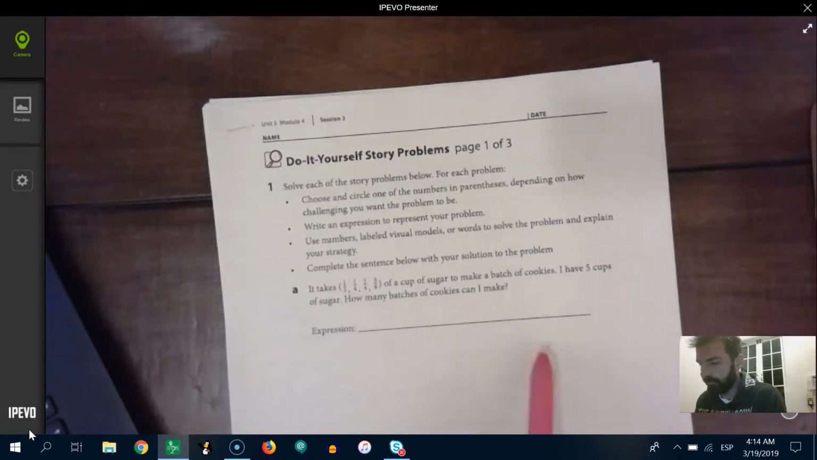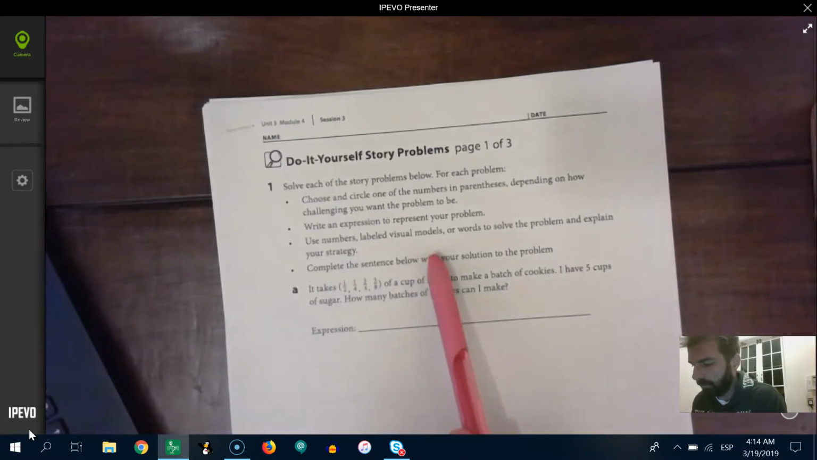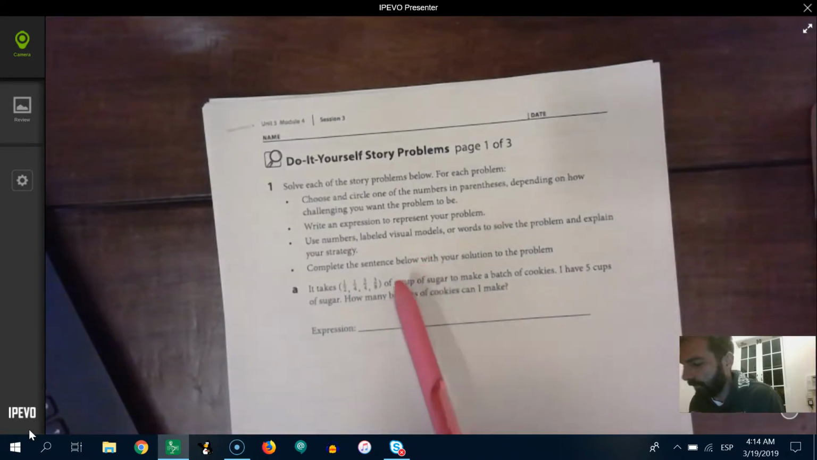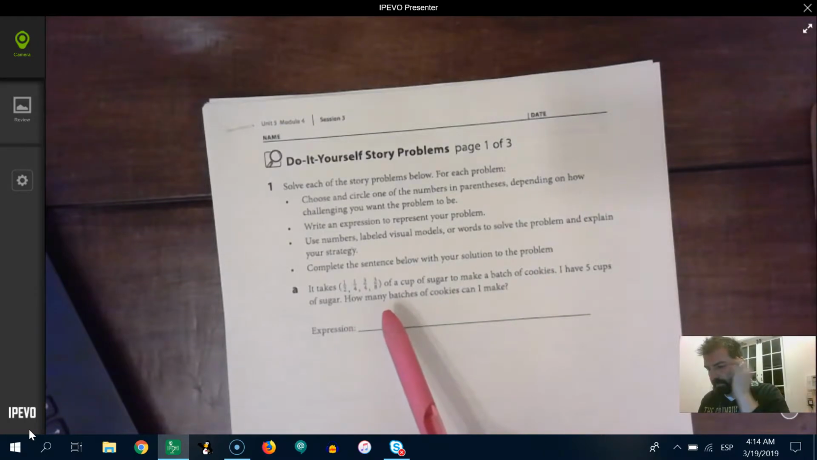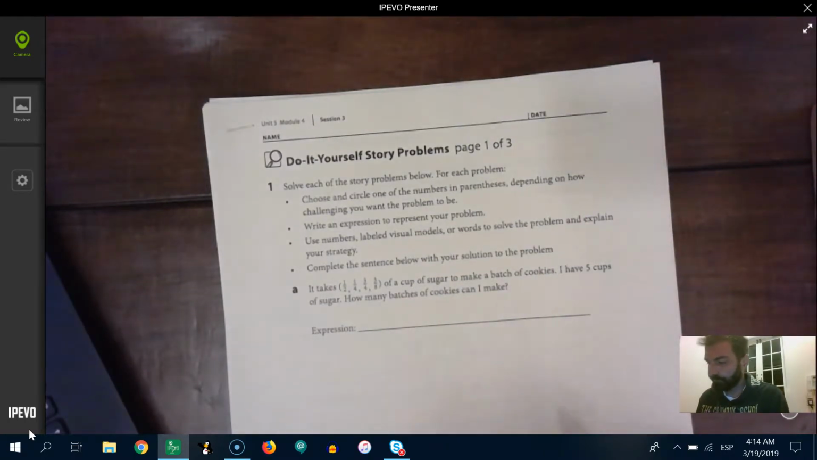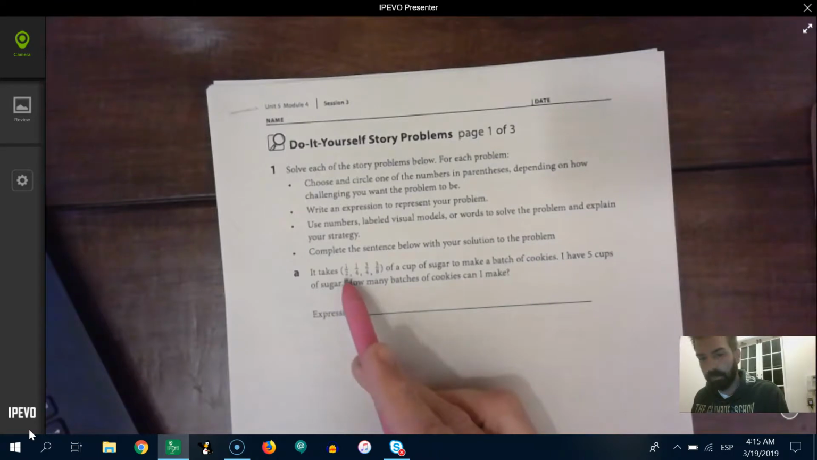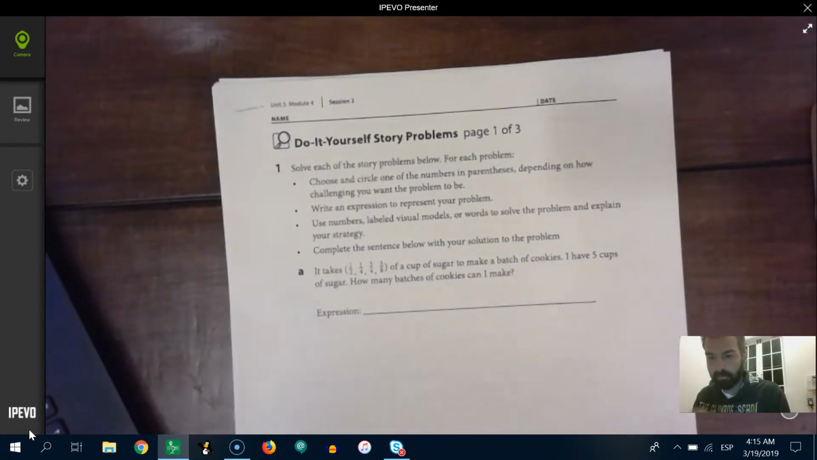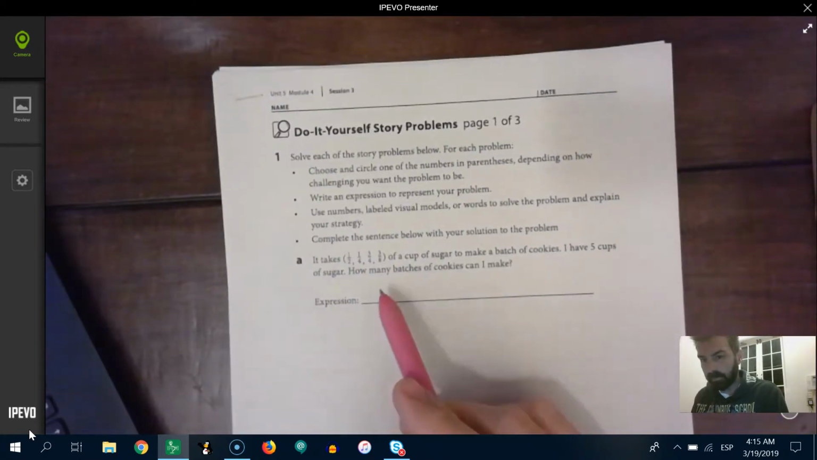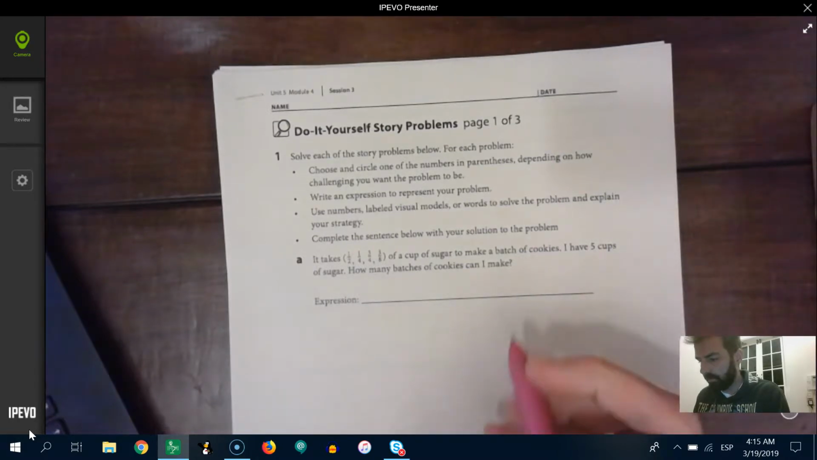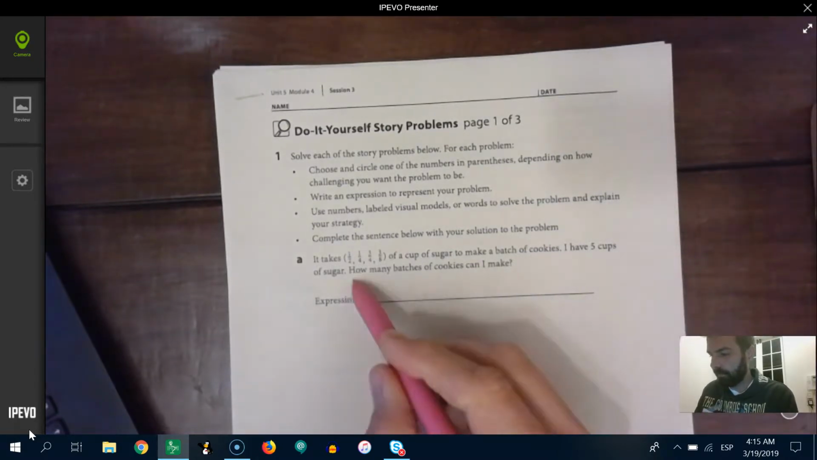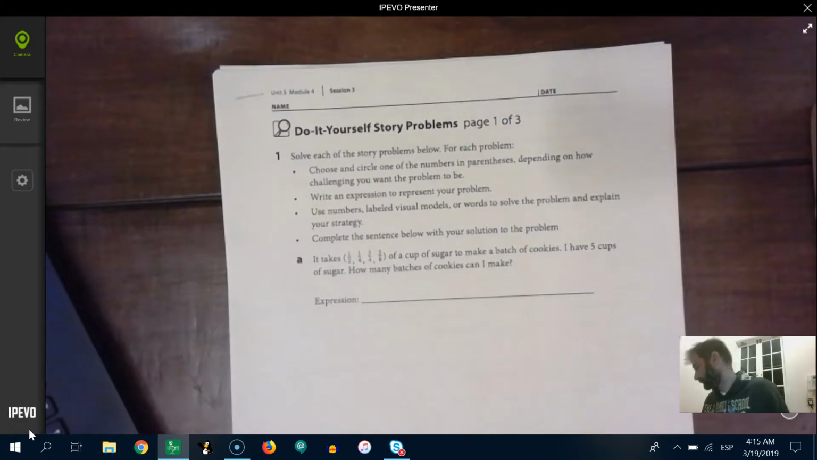And write an expression. Use numbers, labeled visual models, or words to solve the problem, explain your strategy, and complete the sentence below with your solution to the problem. So I'll do each one, depending on which one you chose to do. I'm going to do them in order, so you can skip through until I get to the one that you did.